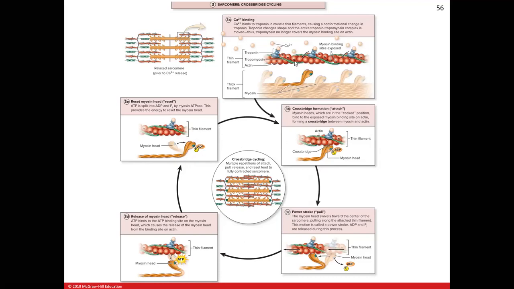The tropomyosin comes back. It covers the myosin binding sites on the actin molecule. Troponin resets back to its original conformation, and calcium is released from troponin. And so this is the process of our cross-bridge cycle. And again, it is a continuous process until the contraction signal is stopped.